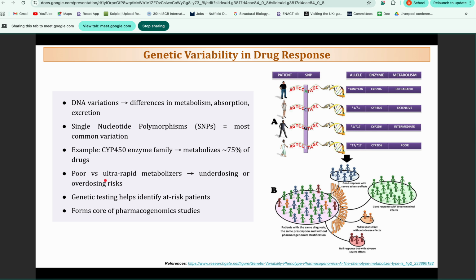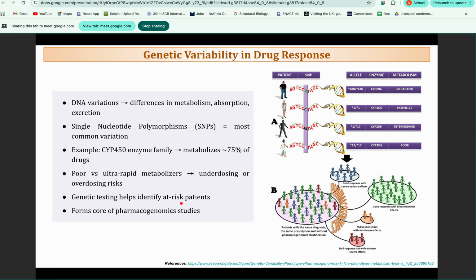Then come poor versus ultra rapid metabolizers. If a patient has a poor metabolism, we need to decide how much drug dosage should be given to him. There are chances of underdosing, where we are not giving enough dosage, or it could also lead to overdosing risks. That's why it's very important to study this particular gene family and see what the nature of that person is, whether he is a poor metabolizer or an ultra rapid metabolizer.